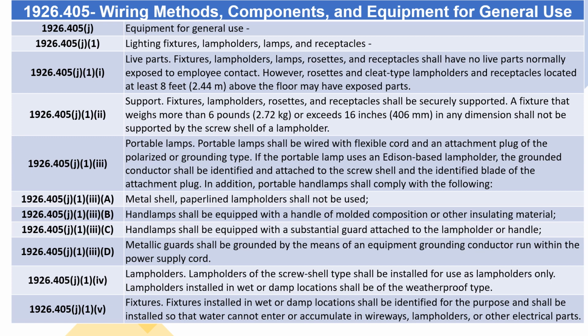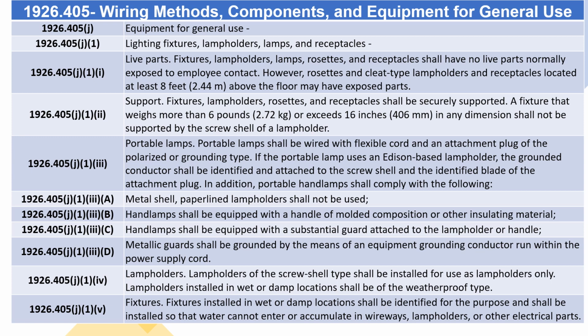In addition, portable hand lamps shall comply with the following. (A) through (D) Metal shell, paper-lined lamp holders shall not be used. Hand lamps shall be equipped with a handle of molded composition or other insulating material. Hand lamps shall be equipped with a substantial guard attached to the lamp holder or handle. Metallic guards shall be grounded by means of an equipment grounding conductor run within the power supply cord.